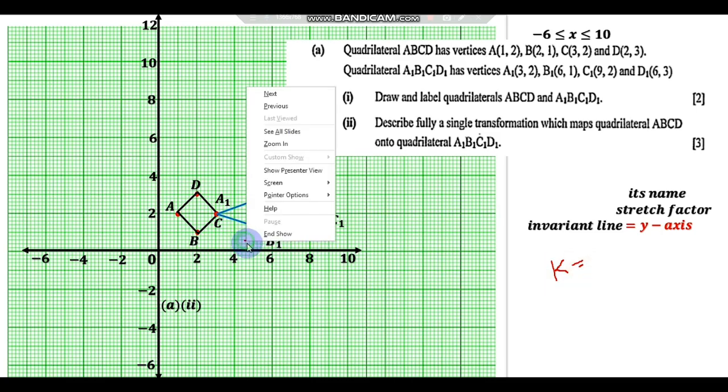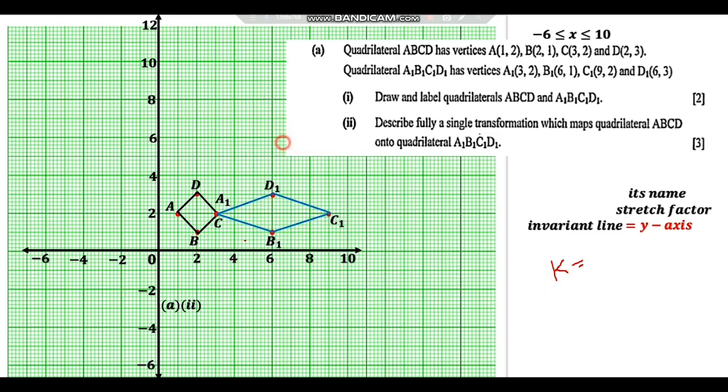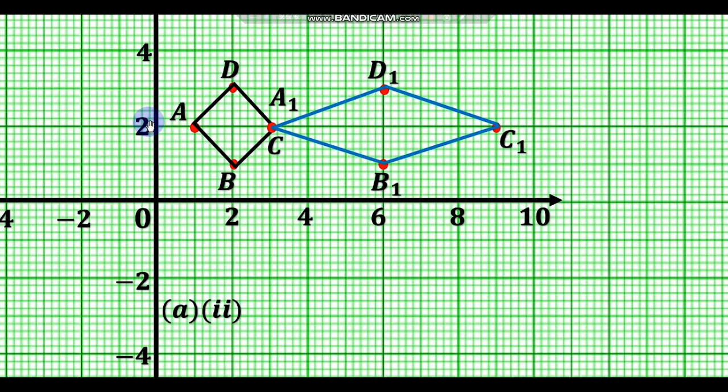Now, in this case, for you to find the stretch factor, you're going to use the distance from your invariant line. In this case, it is our y-axis. So from the y-axis to one of the points on the image. Okay, so let us say we pick point A1 here. Okay, A1 is the image. So we're going to move steps. Remember, we are moving in a 1 centimeter box, we are counting as 1. So this is 1, 2, then 3. So up to A1, we are counting that one as a 3.